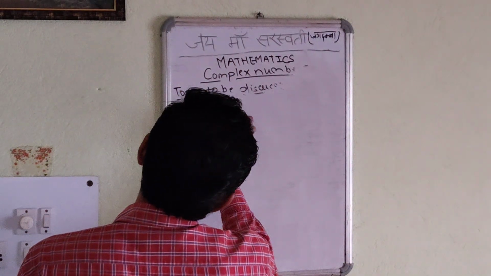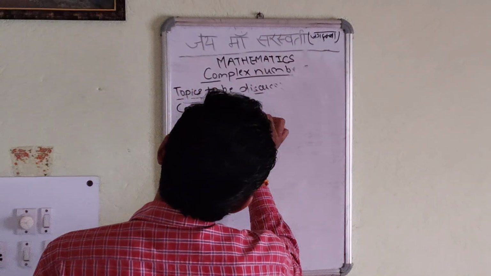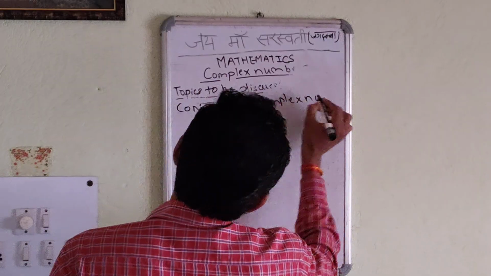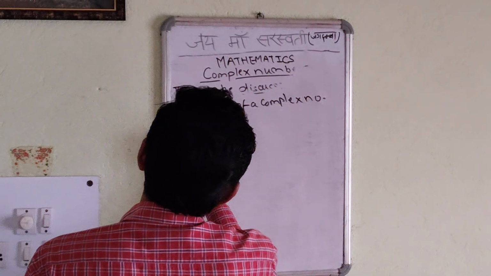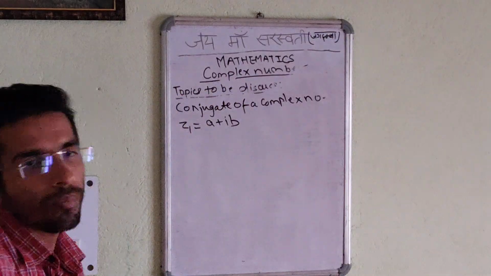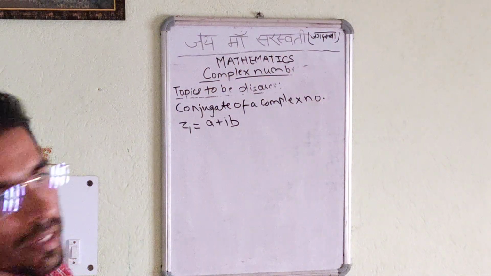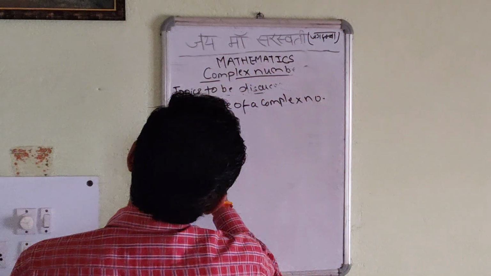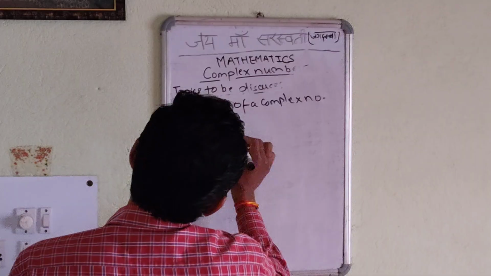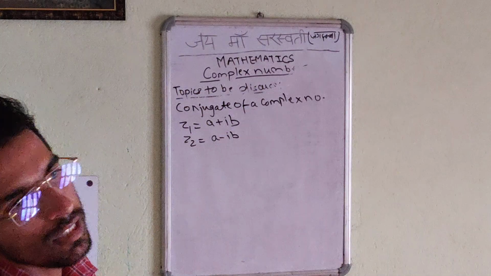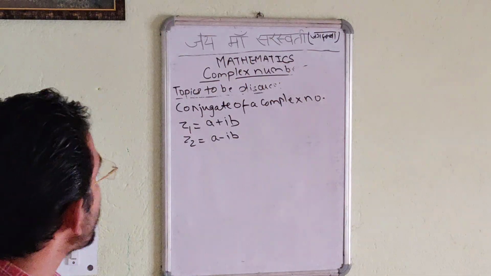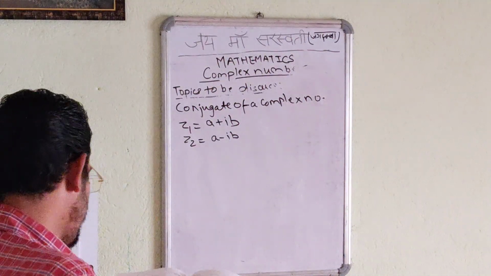The conjugate of a complex number. Suppose we are writing z1 is equal to a plus ib. That is the first complex number, and the second complex number is z2, which will be a minus ib. So the z2 which we have written as a minus ib will be the conjugate of z1, that is a plus ib.